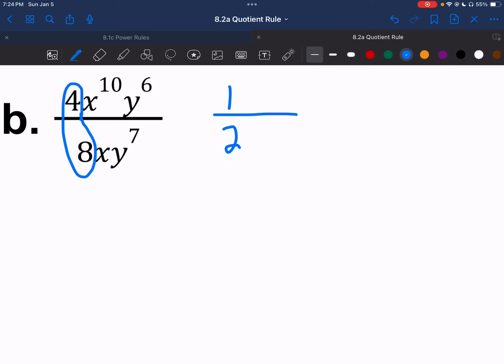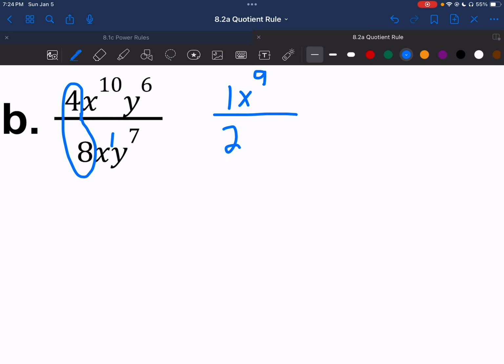All right. So now I go variable by variable. X. Where do I have more x's? In the top or in the bottom? I have more on top, so the x stays up there. And how many more do I have? 10 minus 1, right? Because there's an x. We got 1 there. So 10 minus 1 would be 9.